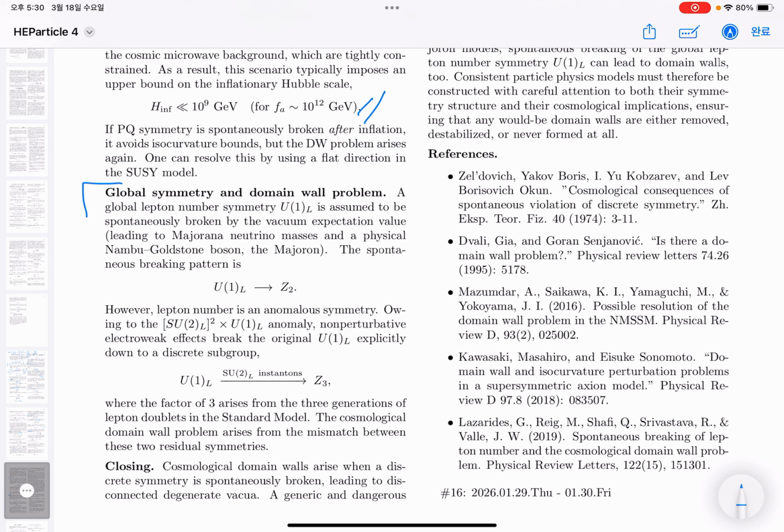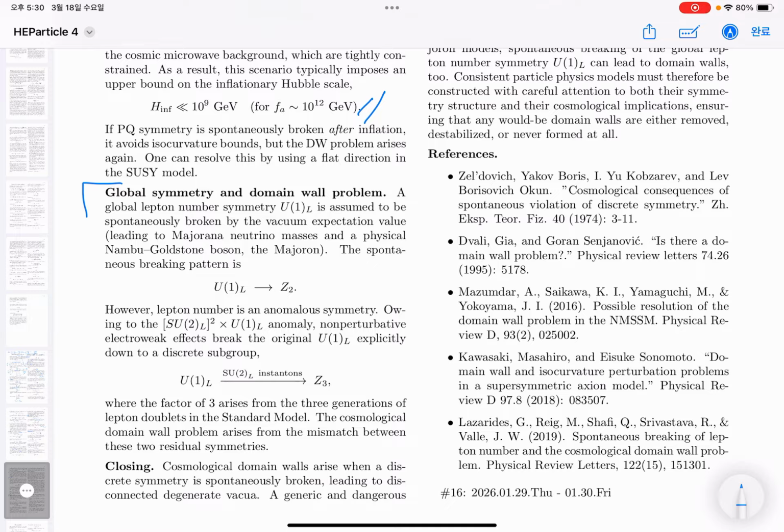Lastly, as a final remark, not only the global U(1) PQ symmetry, but also the global lepton number symmetry can cause the domain wall problem. Similarly, it can be spontaneously broken to some discrete symmetry. Similar to the QCD effect, there are non-perturbative electroweak effects. So we can analyze with a similar instanton potential, and this also makes the domain wall problem.